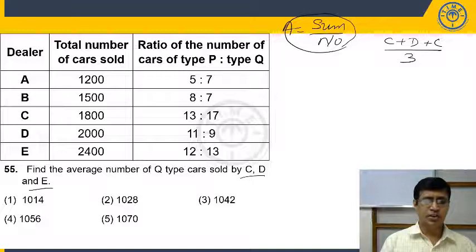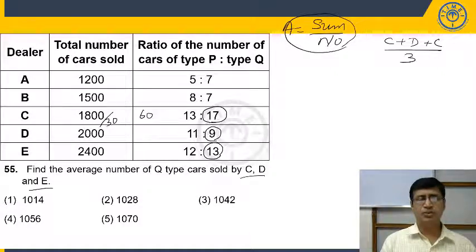So Q type C, how many? 17 parts out of the total 30 parts. D, how many? 9 parts out of the total 20 parts. E, how much here? 13 parts out of the total 25. What is the 1 part value? 1 part means 1800 by 30. It is 60. What is the product of 6 into 17? It is 1020. That is the value of C.